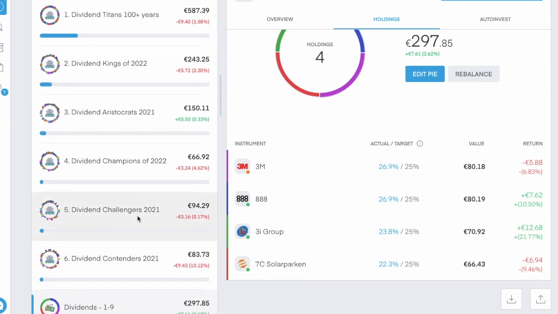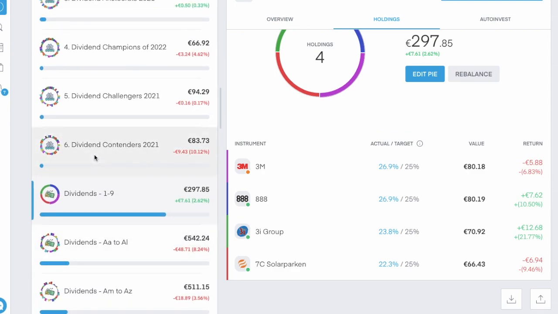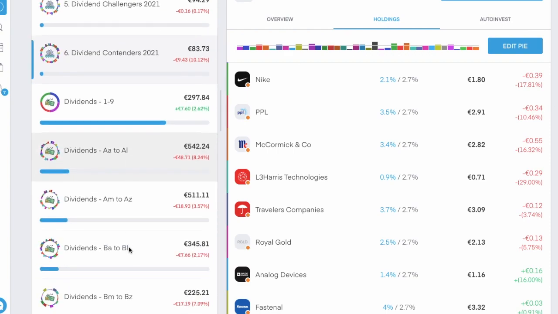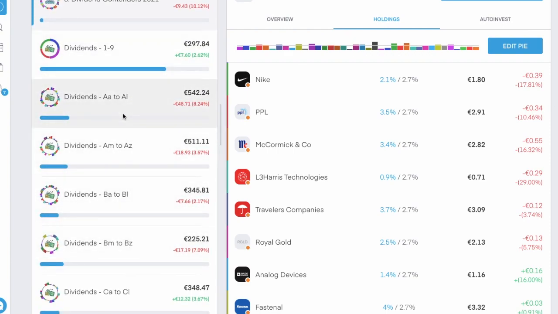But the reason I have these all separate is all the companies in these lists also have a place down here in the A to Z. So if I max out all of these pies, that gives every single position minimum of €100.